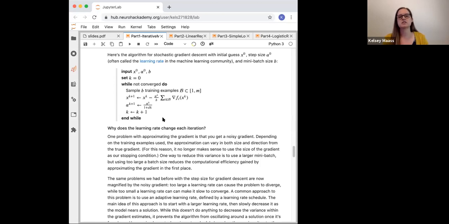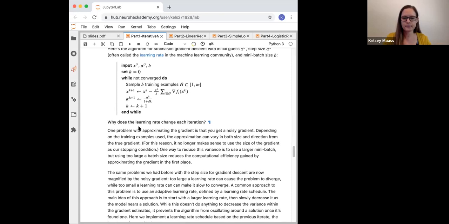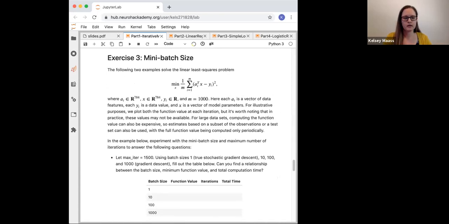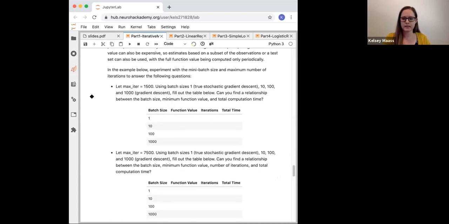What this allows us to do is take larger steps in the beginning so we can explore more of the function space. And then as we get closer to a good value, we can decrease the step size to converge onto a value. So our first exercise here is we'll explore the effect of the mini batch size on a simple least squares problem.